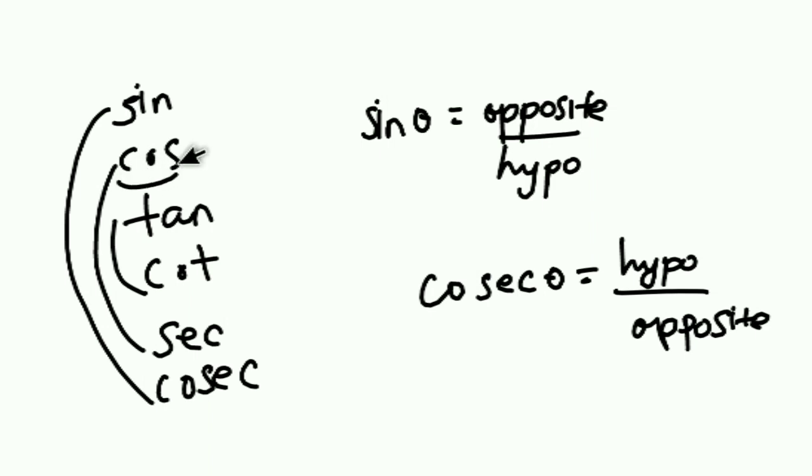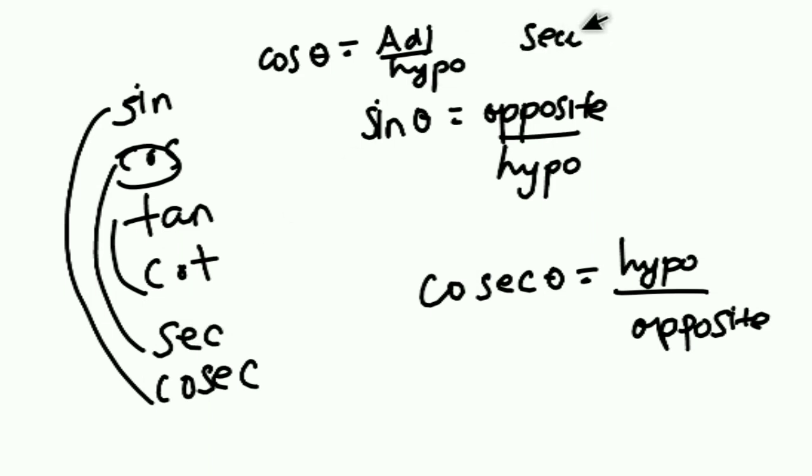For example, you have cos theta equal to adjacent side divided by hypotenuse. So which is the inverse? The inverse function of cos theta is sec theta. So sec theta is equal to hypotenuse divided by adjacent side.